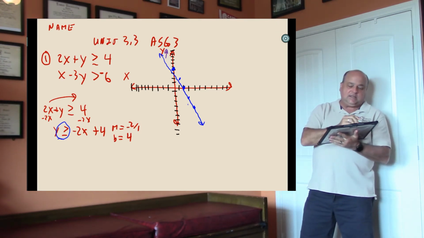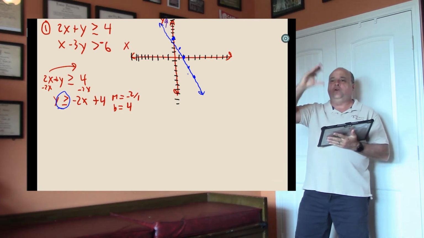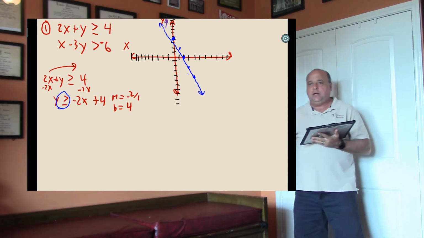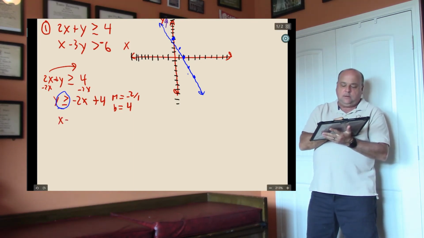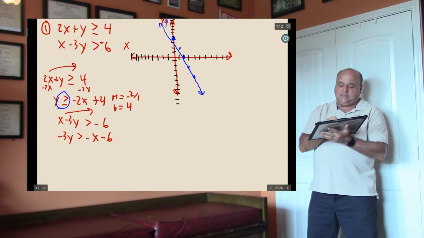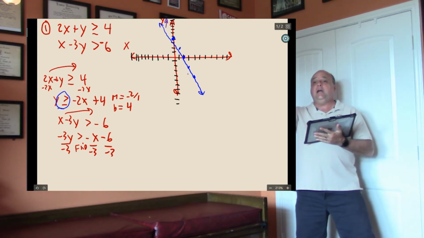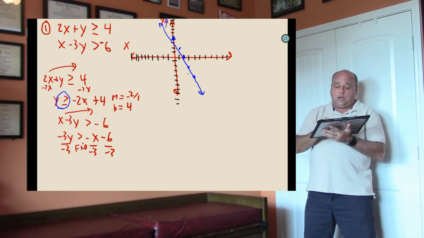Now then, let's graph the next line. What I would do is do 2 problems on the front, 2 problems on the back. That'll give you plenty of room. So I'm going to write down x minus 3y greater than negative 6 and solve it for y. That's the easiest way to do these. Negative 3y greater than negative x minus 6. When you divide by the negative, it's going to flip it. So on this one, we will not shade up. We're going to shade down because the y is negative, and it's going to flip that inequality.